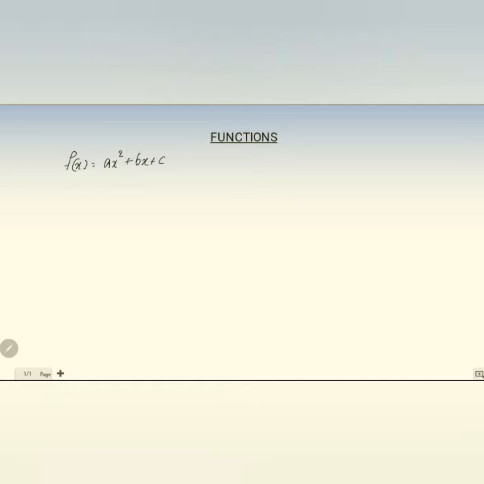Basically, we have two types of parabola. The first one has a concave up shape. That is this one. Concave up shape. We can get this shape if a is positive, that is, the coefficient of x squared is positive, that is a greater than 0.